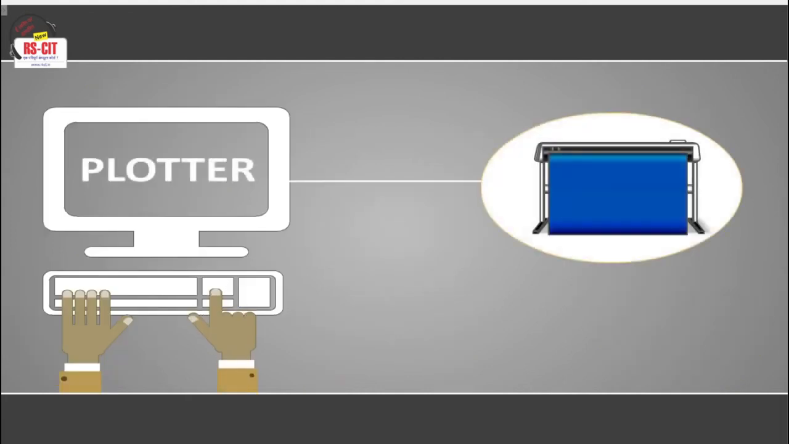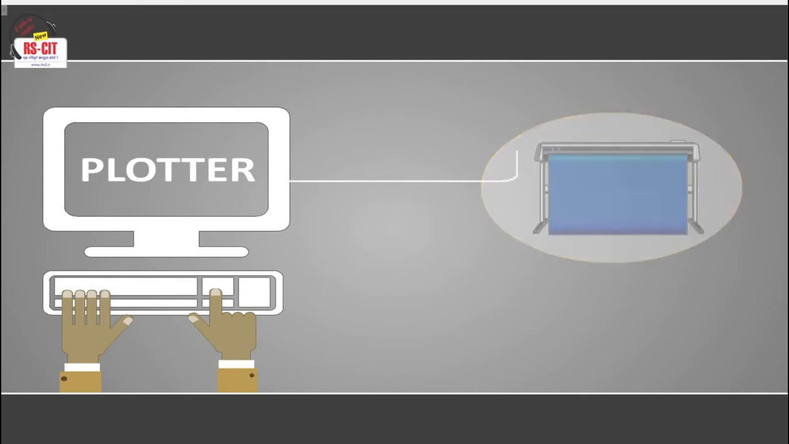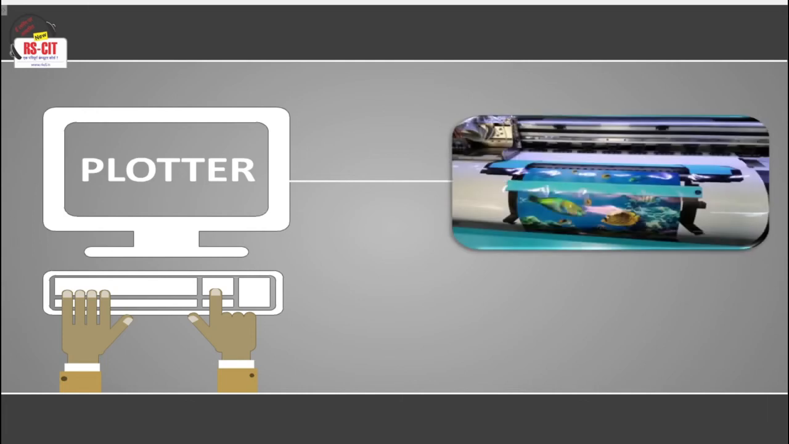Plotters are used to print high-quality vector graphics, that is, engineering drawings, building plans, circuit diagrams, etc., under the control of computer. They use ink pens or inkjet to draw graphics or drawings. They are generally drum plotter and flat bed plotter. These print in black and white or color, and some handle paper up to 6 feet wide.